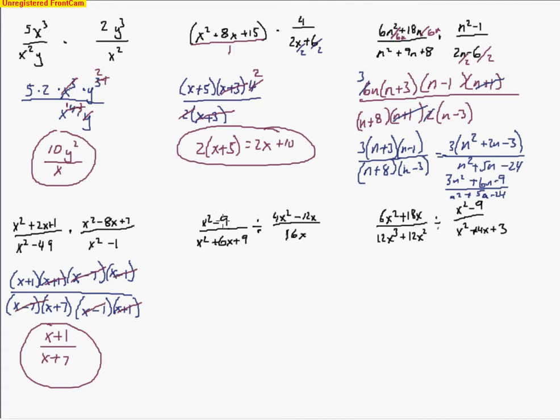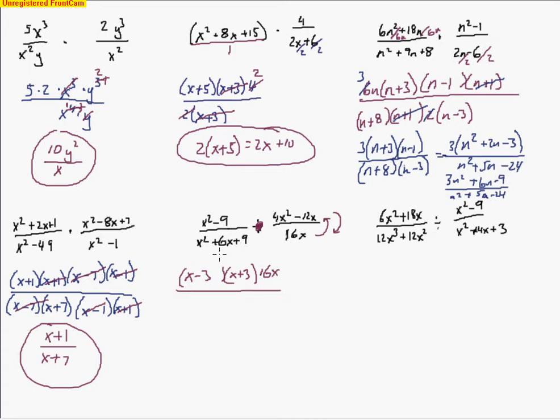X squared minus 9, but this time it's a division sign. So I'm going to change this to multiplication and then take the reciprocal. So really 16x is going to go on top of the fraction. So let's go ahead and factor as we go. Difference of squares factors to a sum and a difference. X minus 3, x plus 3. But the 16x is going on top of the fraction.